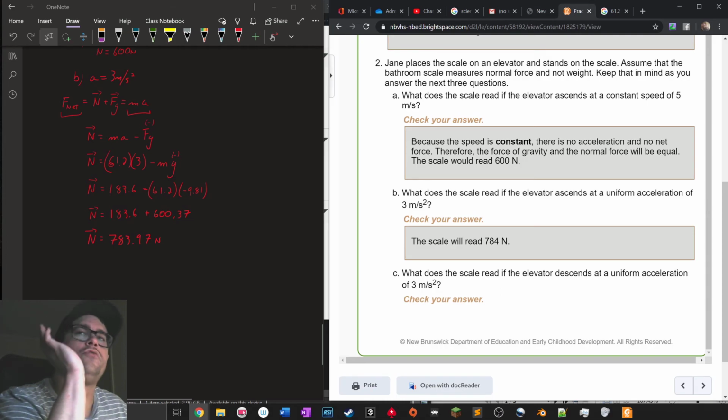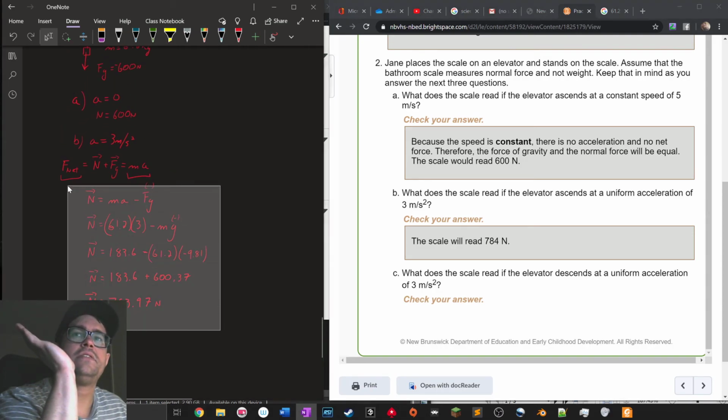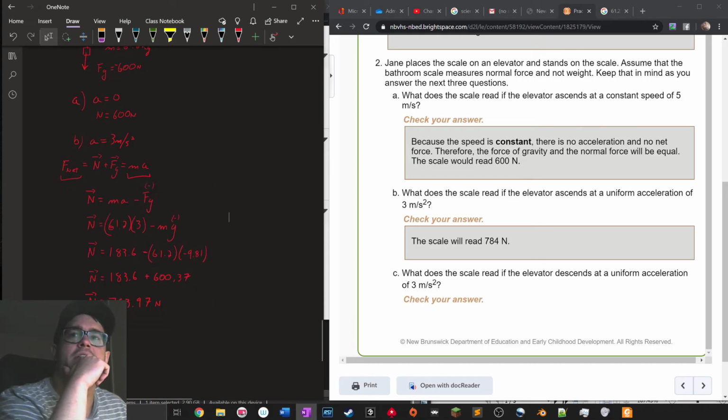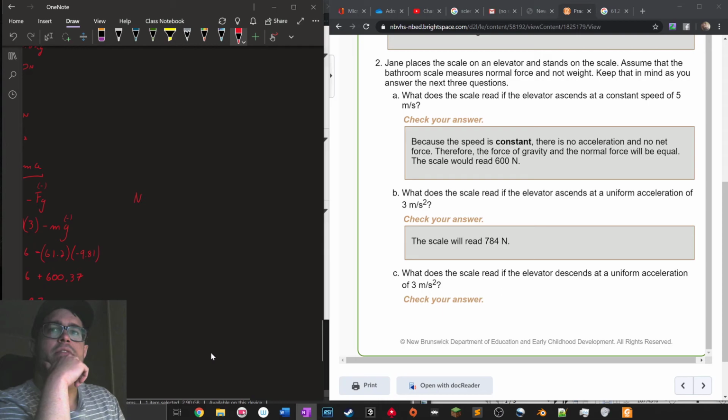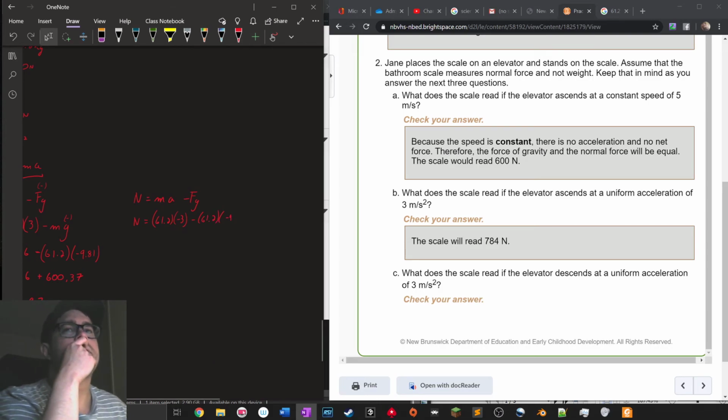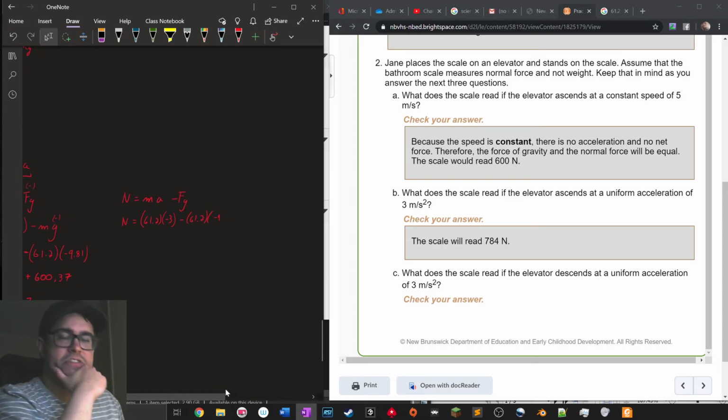So if you notice that this is going to be the same equation, you can go ahead and write that down. Start from here, and N is equal to MA minus FG, which will be 61.2 times minus 3 minus 61.2 times minus 9.81. So what are they trying to tell us? They want us to use the other formulas, I think.